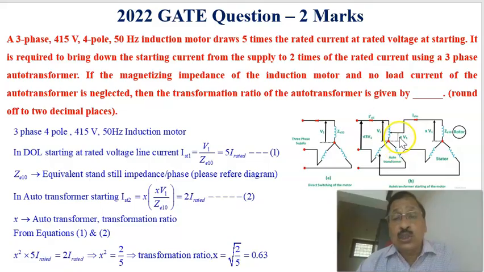Therefore, this ratio X equal to 0.63 means that the ratio of the secondary side turns to the primary side turns is taken as X, which is equal to 0.63. Therefore, the answer is 0.63.